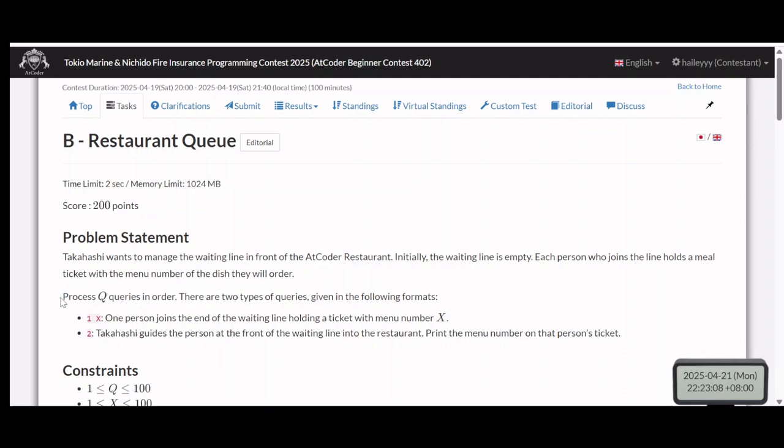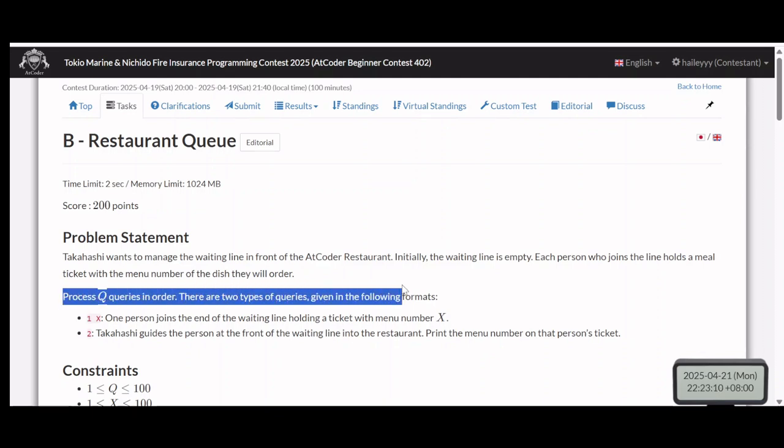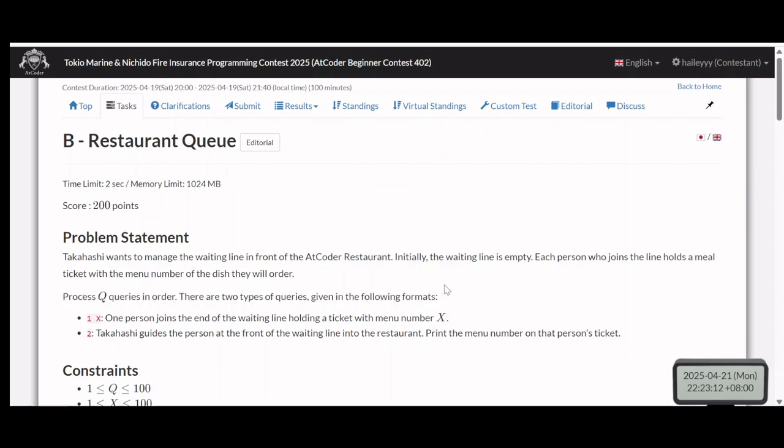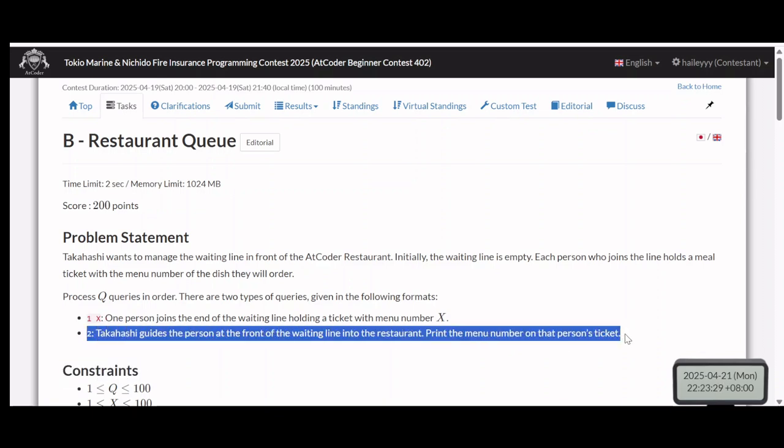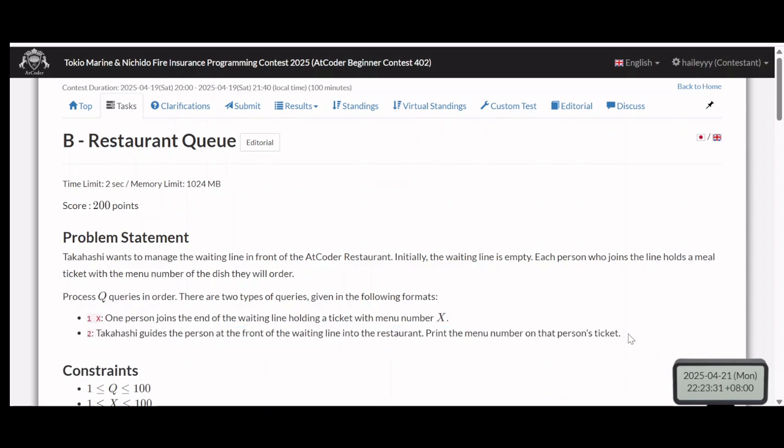So we need to process Q queries, and there are two types. One is given as 1 x, which means that one person would join the end of the waiting line, and they would have a menu number of x. And for 2, we need to print out the person at the front of the waiting line, because that person would be guided into the restaurant.